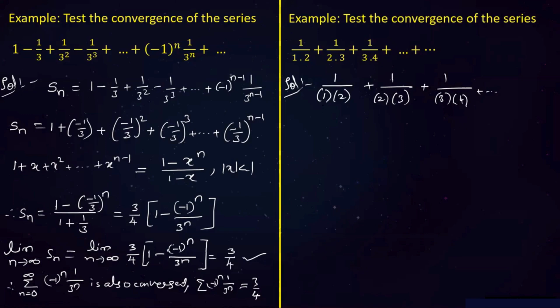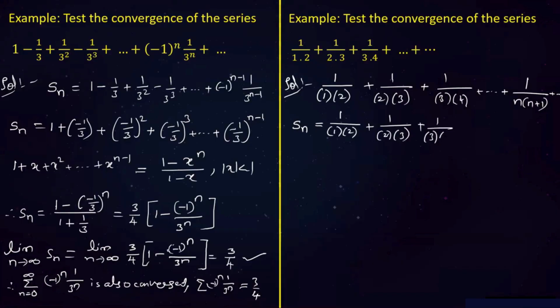In the first term you have 1 into 2, in the second term you have 2 into 3, then in the third term you have 3 into 4, and so on. If you continue like this, in the nth term you will get n into n plus 1, and so on. This is the series. So if you write the nth partial sum Sn, you will get it like this: 1 divided by 1 into 2 plus 1 divided by 2 into 3, 1 divided by 3 into 4, and so on. The nth term is 1 divided by n into n plus 1. So this is the nth partial sum you can consider.